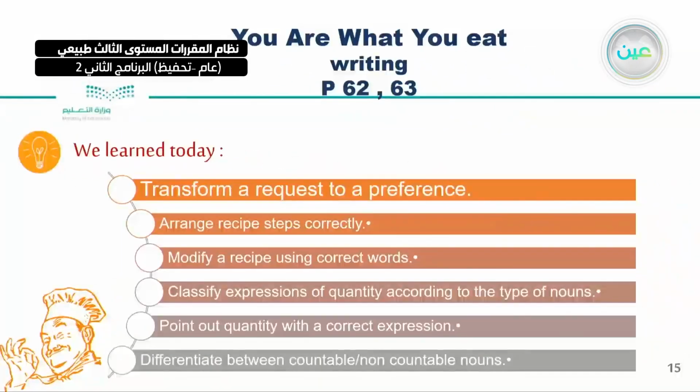So now let's go back and see the objectives of today's lesson. Transform a request to a preference using would like. Arrange recipe steps correctly using first, after that, then, finally. Modify a recipe using correct words, as he said earlier, dish, appetizers, and so on. Classify expressions of quantity according to the type of nouns, countable and non-countable. Point out quantity with correct expressions. Finally, differentiate between countable and non-countable nouns.